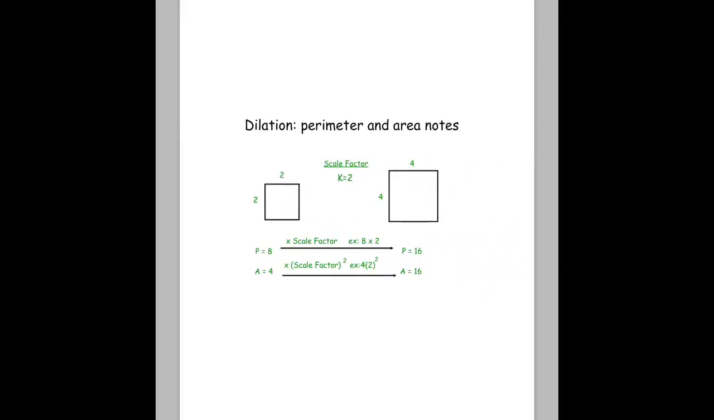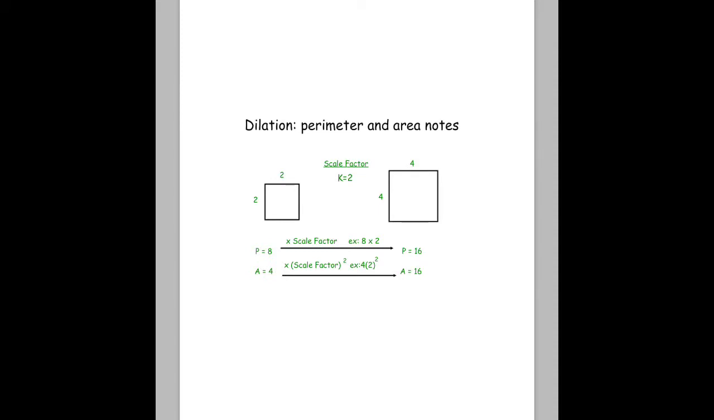When we're looking at dilation, we can see that our first figure was 2 by 2, and our second figure was 4 by 4. So our scale factor becomes 2. Scale factor is just by how much your figure is increasing or decreasing. Because our scale factor is a whole number, it means it is increasing. So we went from a side of 2 to a side of 4. Originally our perimeter was 8. So you do x times the scale factor, so 8 times 2, which gives us the new perimeter of 16.